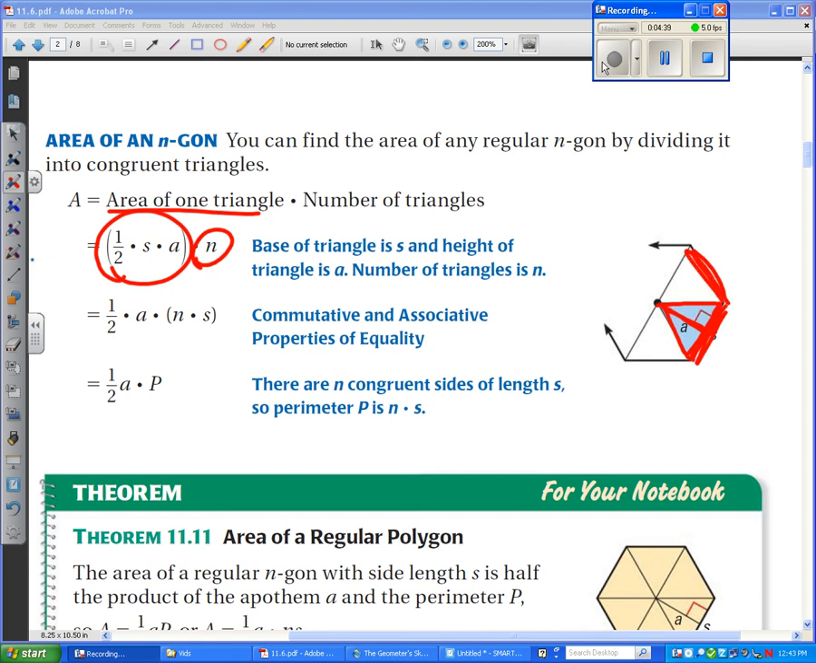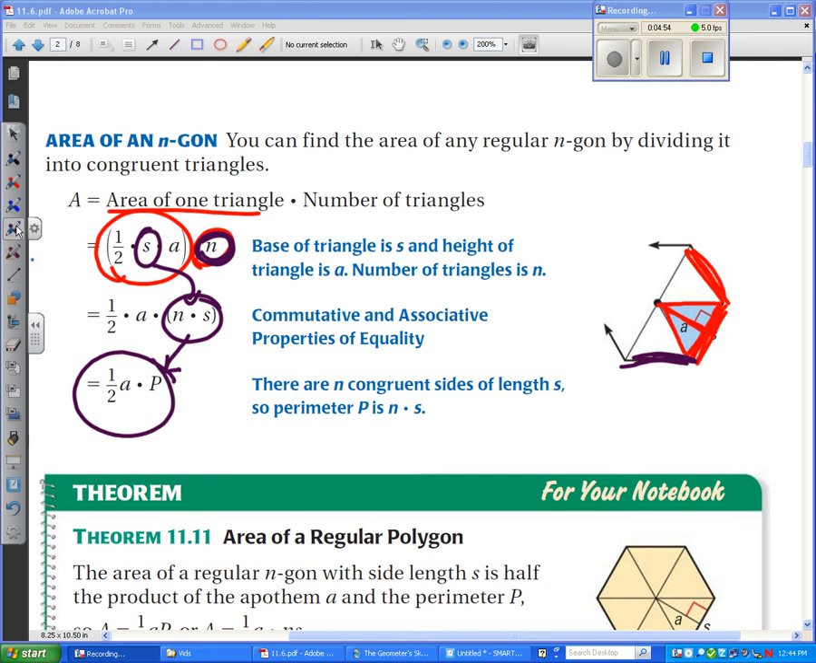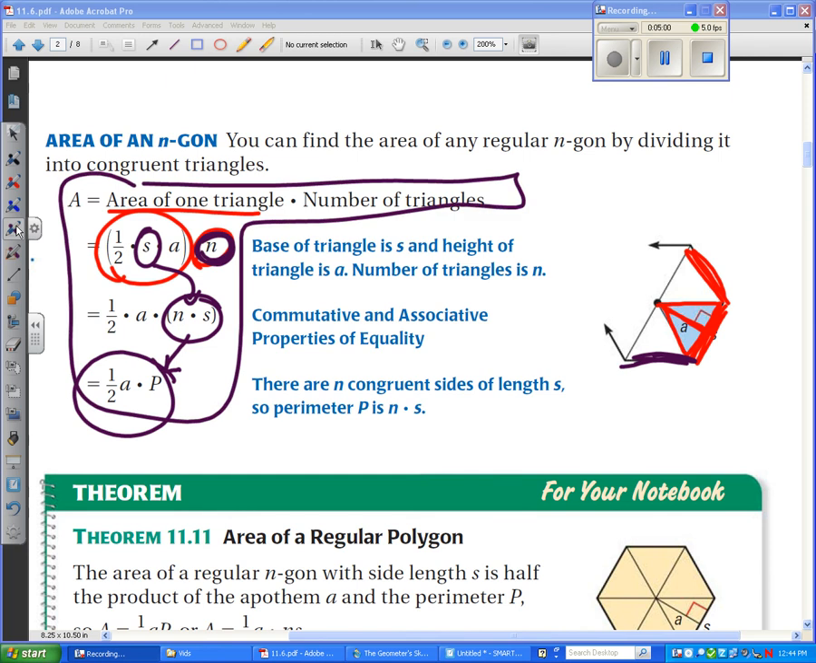Notice if I take N and S and group them, these are the same as the perimeter, because the number of sides times the side length gives you the perimeter. That means that the formula for the area of a polygon is 1/2 the apothem times the perimeter. Go ahead and write this portion in your notes because you're going to need to reference it when doing some problems here in a minute. So here's the formula you need.